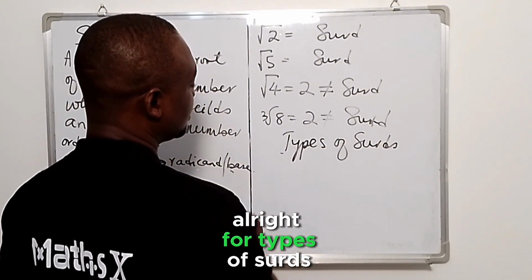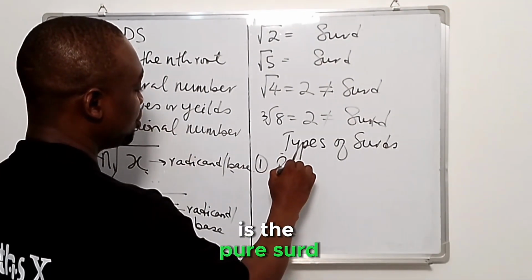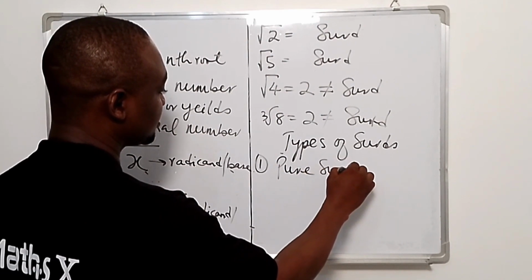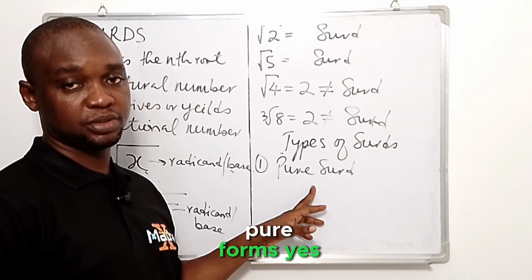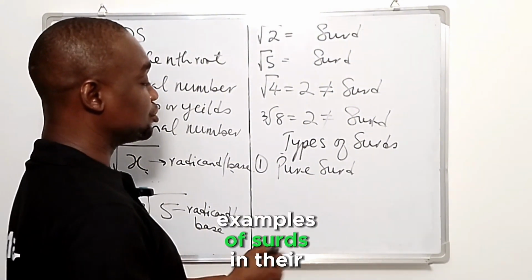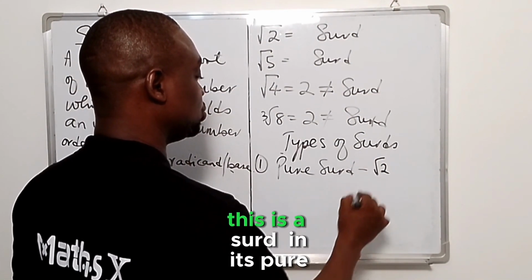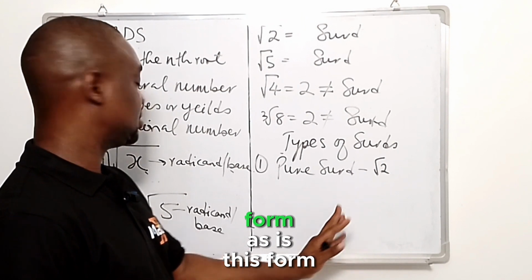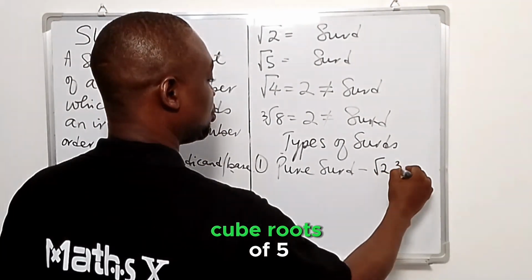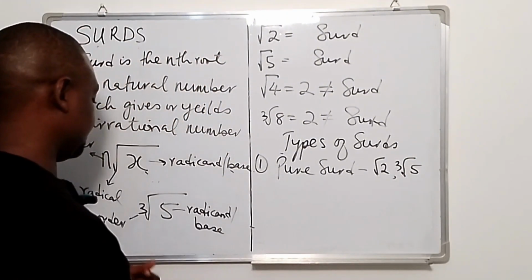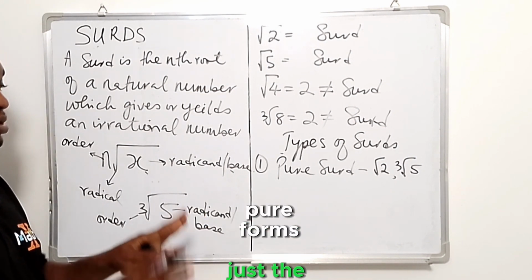for types of surds, the first type of surd I want us to talk about is the pure surd. These are surds in their pure forms. Examples of surds in their pure forms, I have root 2. This is a surd in its pure form. That is this form. Cube root of 5, I used it earlier. These are surds in their pure forms, just the way it is.